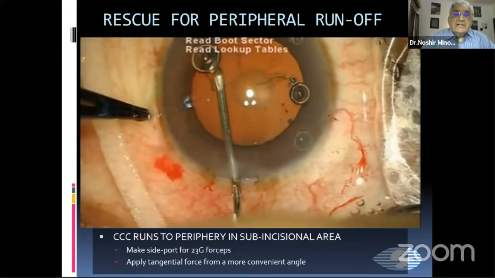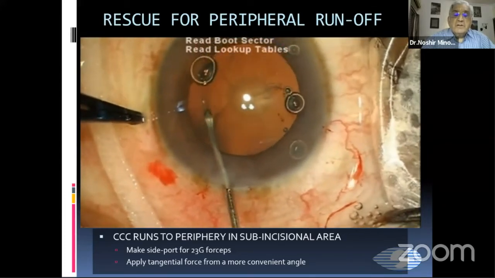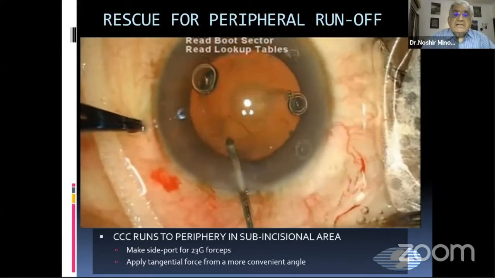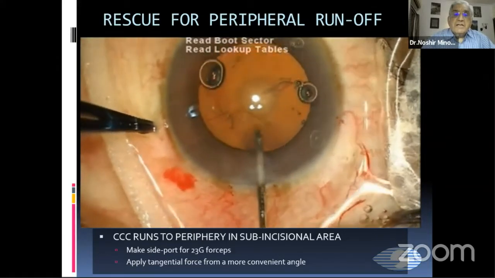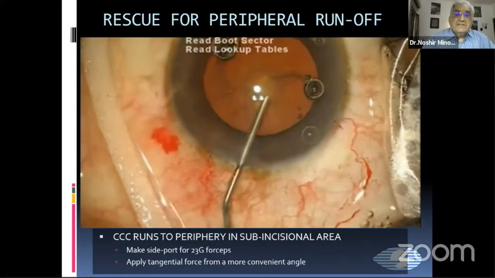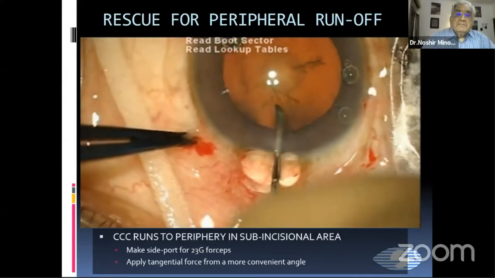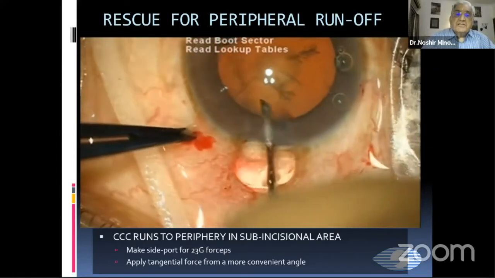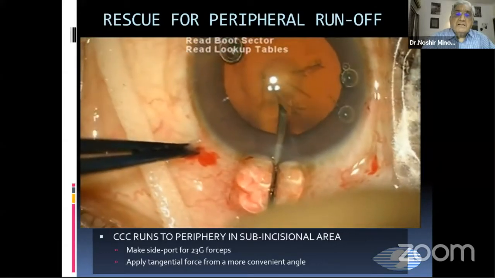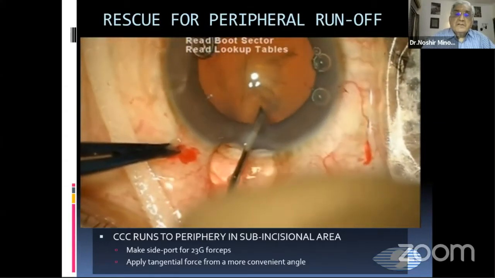Now again, this is a CCC trying to run to the periphery. As you will see, you're going on well with the rhexis, and suddenly it starts going to the periphery. You can see the edge quite well, and it's going to the periphery. We inject viscoelastic and then try again and apply tangential forces, but again it is not going to the center, even in spite of all the tangential forces with the needle.